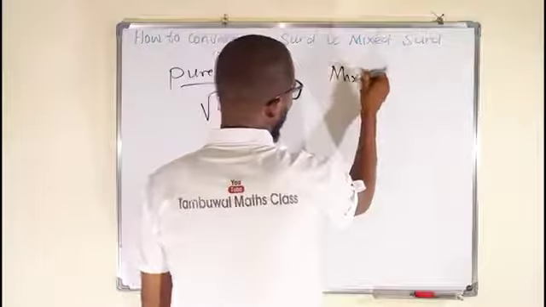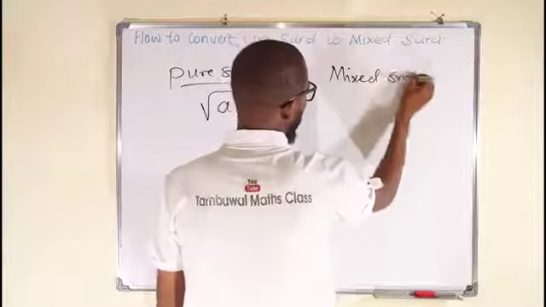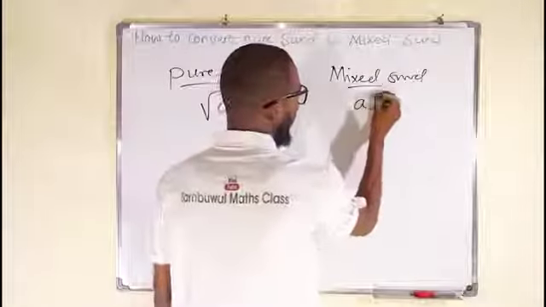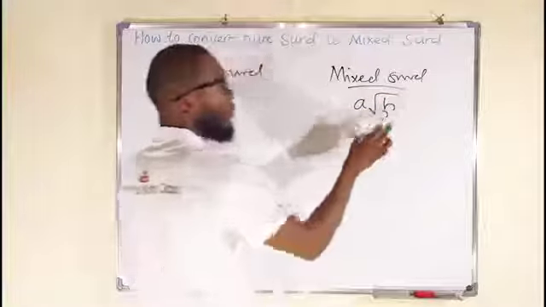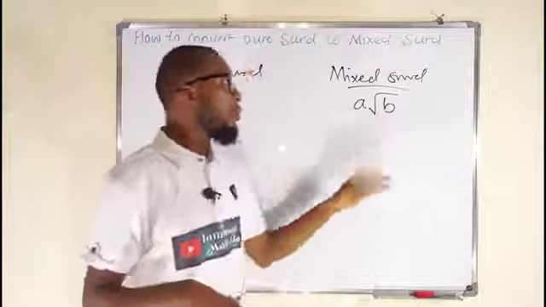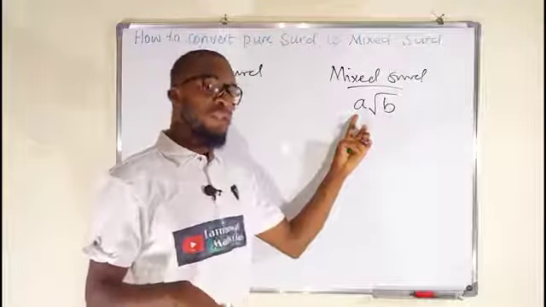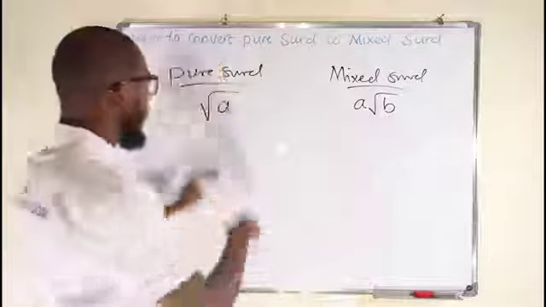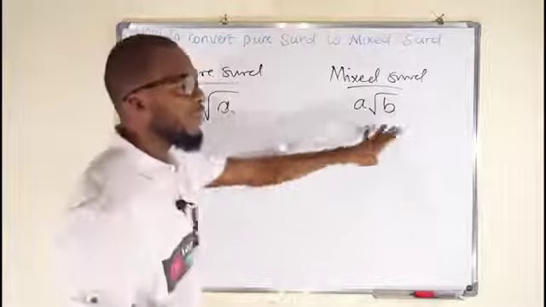Mixed surd, something like a square root of b, where a and b are both rational numbers, but a could either be positive or negative, but b must be positive. So how can we convert this into this form?